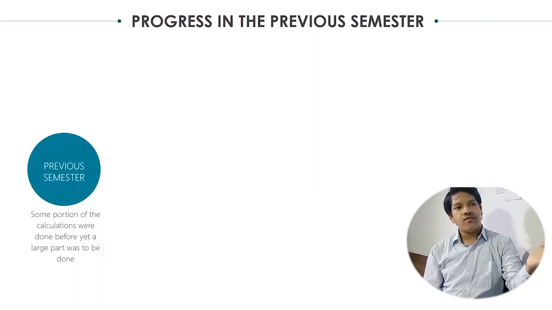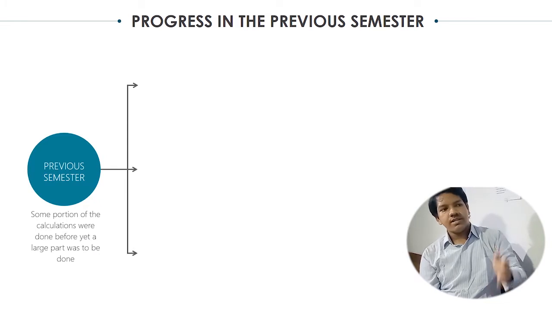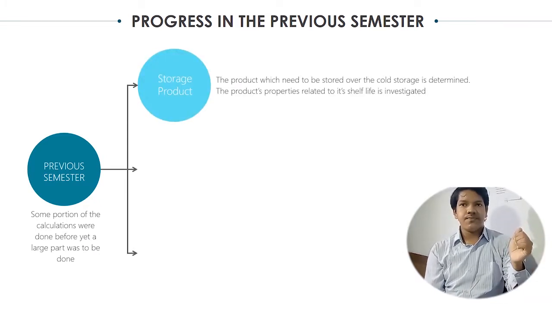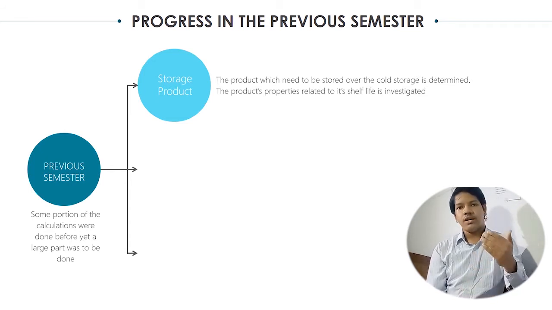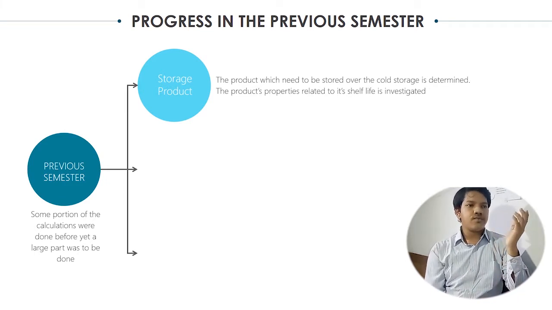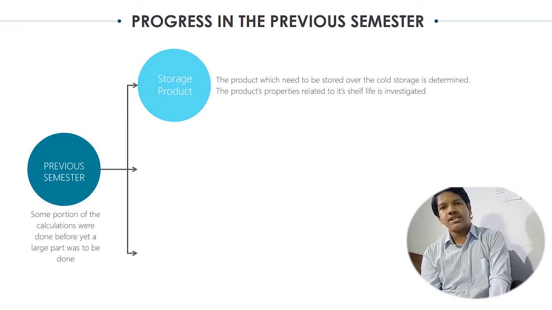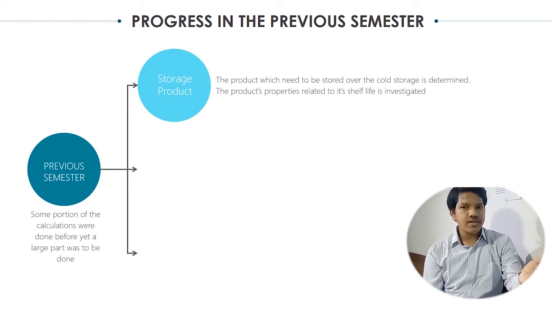Now in this we will be discussing the progress that we made in the previous semester. In the previous semester we mainly did three things. First is the storage product. It means the products which need to be stored in our facility. For different kinds of products, the calculations are different. We are going with apples and lychees. We collected information about the shelf life as well as the properties of these fruits, so that they can be stored in the facility.